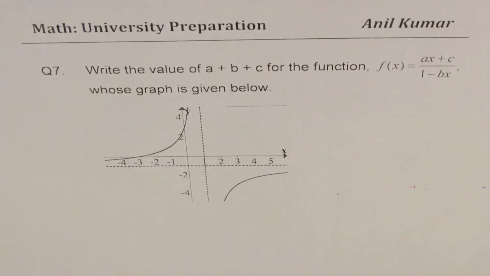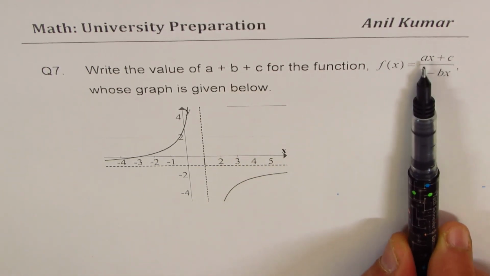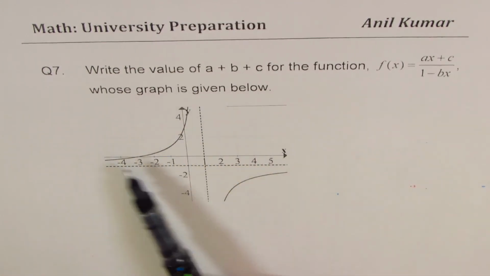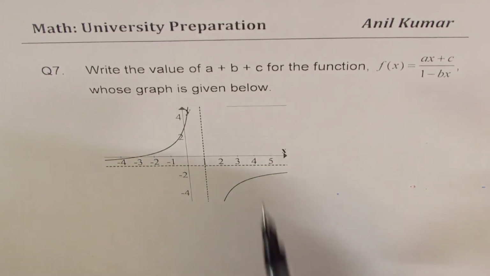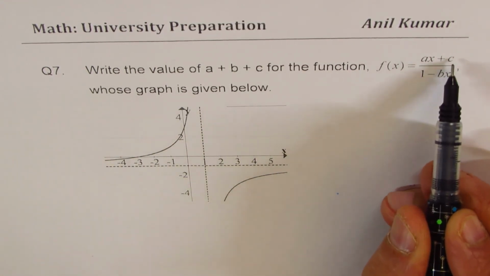Now let's move on to the last question of this series on rational functions review, question number 7. Write the value of a plus b plus c for the function f of x equals ax plus c over 1 minus bx, whose graph is given to you. Basically, from the graph you have to find parameters a, b, and c.